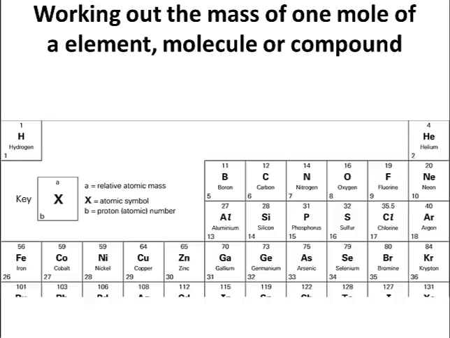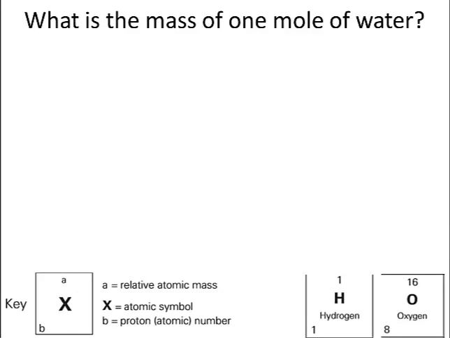So how can we work out what the mass of 1 mole of a compound is? Firstly, we need to know the formula of a compound. So for example, what is the mass of 1 mole of water? The formula for water is H2O. So for every 2 hydrogen atoms, there is 1 oxygen atom in the molecule. So a mole of water molecules will contain 2 moles of hydrogen atoms and 1 mole of oxygen atoms.